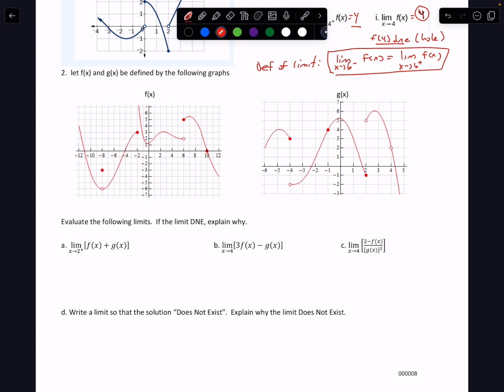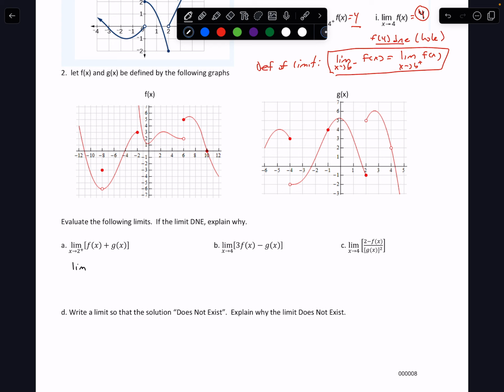So here we're given 2 graphs, f and g. And for the first one, we want to find out, what's the limit as x approaches 2 from the right of f of x plus g of x? Well, here's f of x, here's g of x. So the first thing we're going to have to do, and you're not going to like this, is we have to actually split this up.